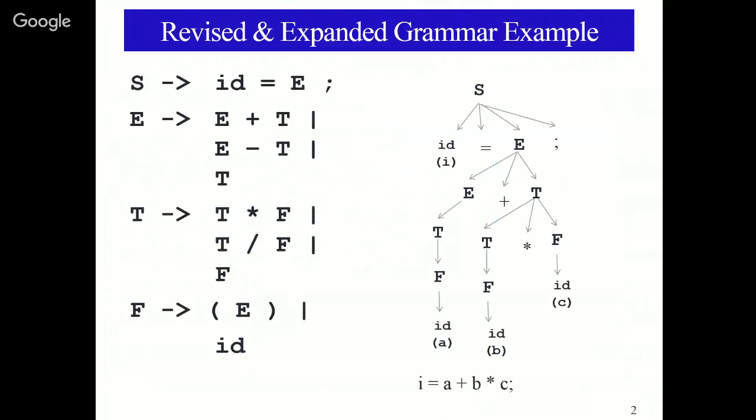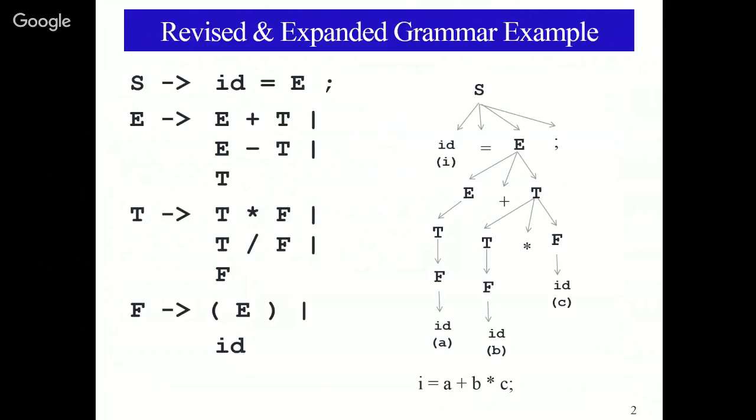So that's why we don't just have one E rule. Usually for expressions, we break it up into many, many different rules. There are unary expressions, there are binary expressions, and that allows us to evaluate the operators in the order that they're supposed to be evaluated.